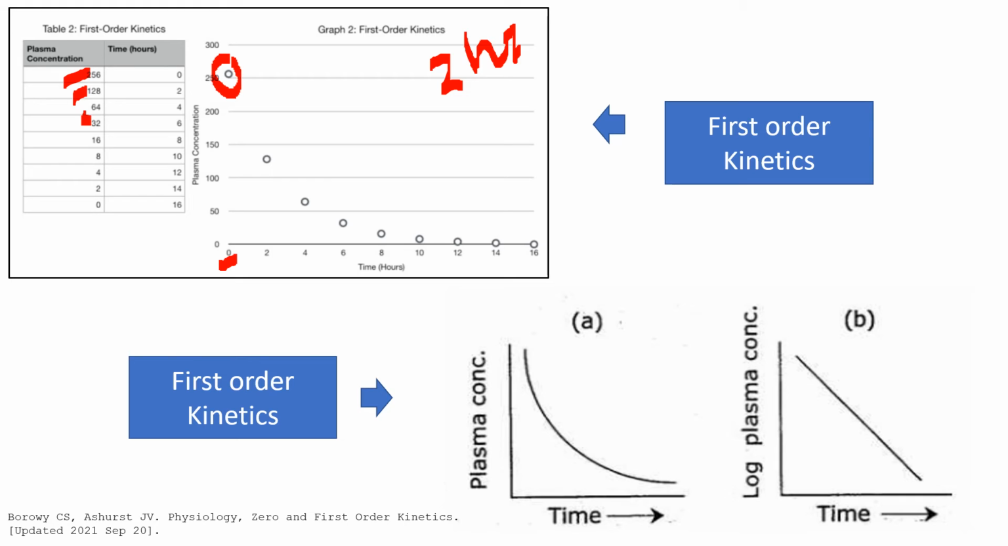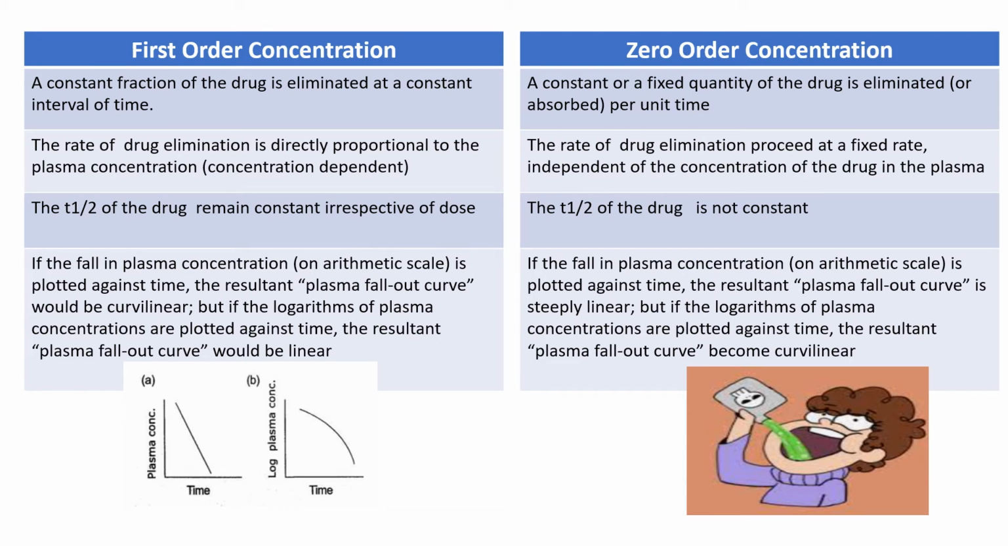If we plot this, we will find a curvilinear graph, but we have to plot it as log plasma concentration. So while doing exercises also, you have to plot the concentration of drug on semi-log paper. In that case, we'll find a very straight line. You can see here first order concentration versus zero order concentration. As I mentioned, this is the constant fraction, and in zero order a constant amount of drug is being eliminated.